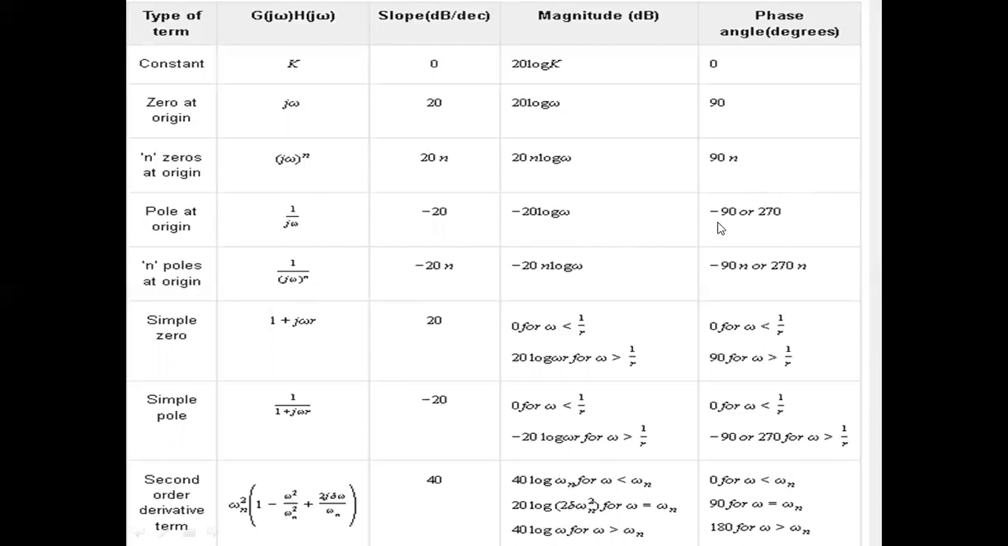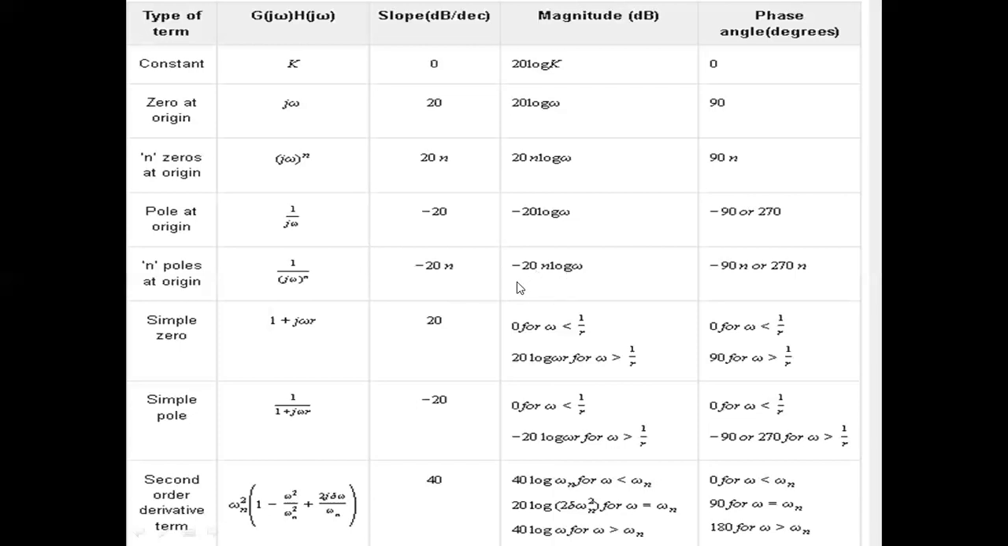So we'll be using minus 90. Then 1 by j omega power n, that is, n poles at the origin, will contribute a slope of minus 20 into n. Suppose 1 by j omega square, then its slope will be minus 20 into 2, so it will be minus 40 decibel per decade.